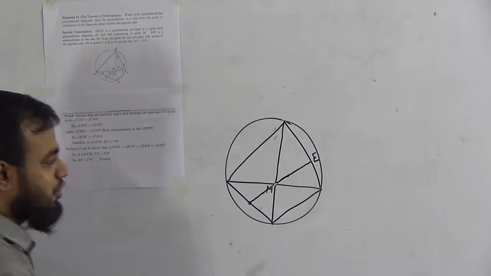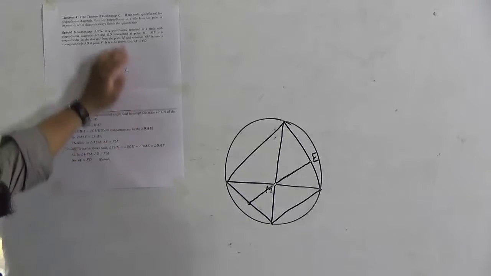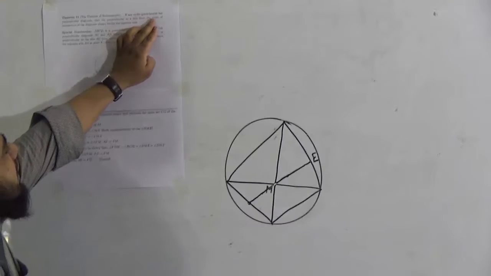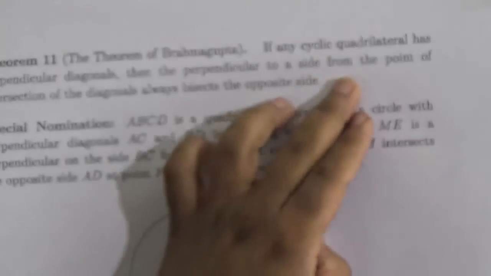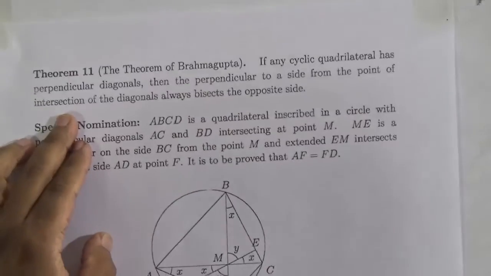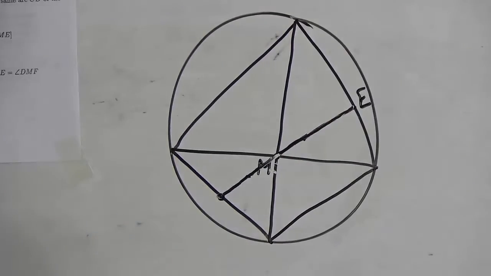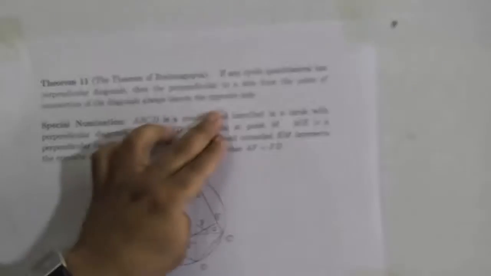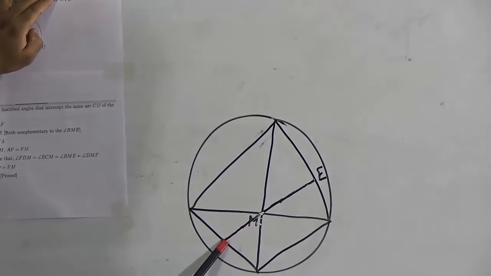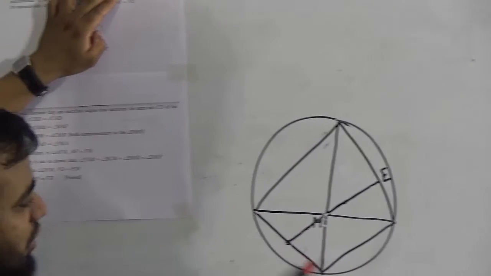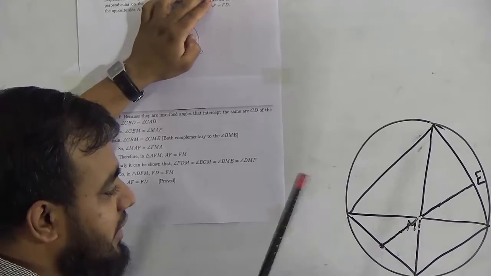So the theorem says that if any cyclic quadrilateral has perpendicular diagonals, then the perpendicular to a side from the point of intersection of the diagonals, that means ME, always bisects the opposite side. That means this opposite side will be bisected by this point. This is our theorem.